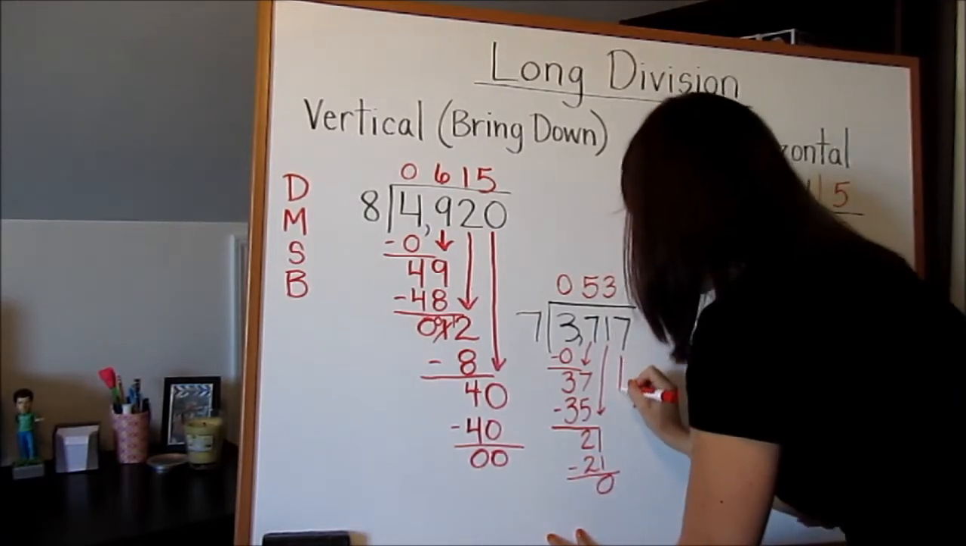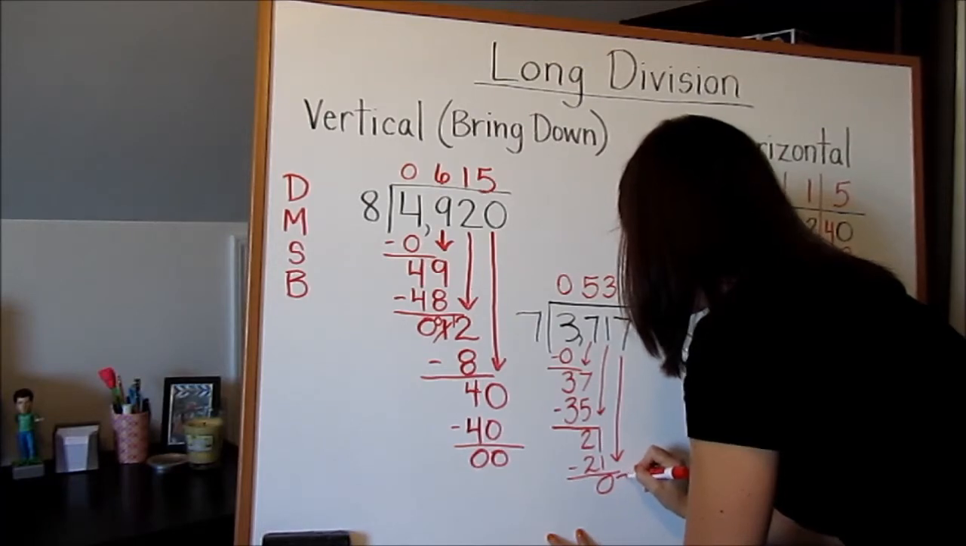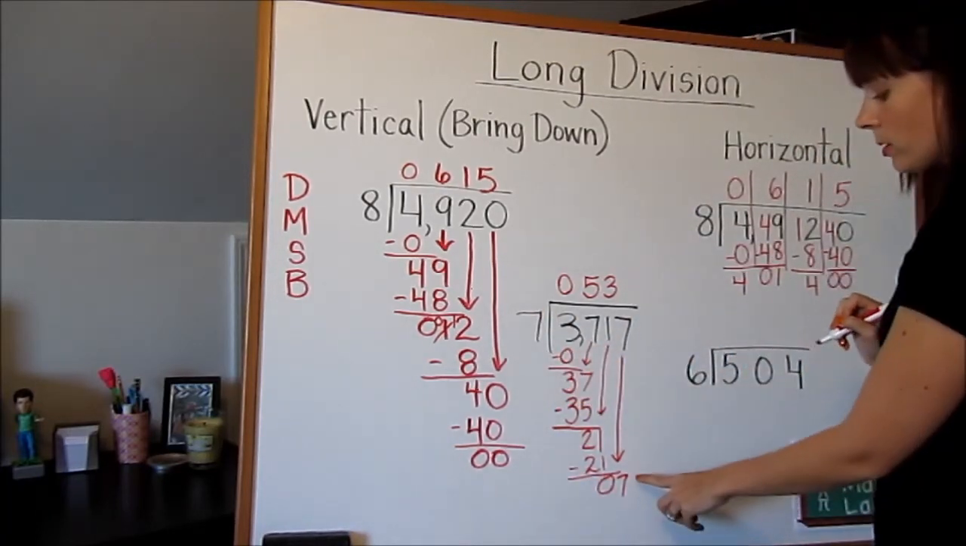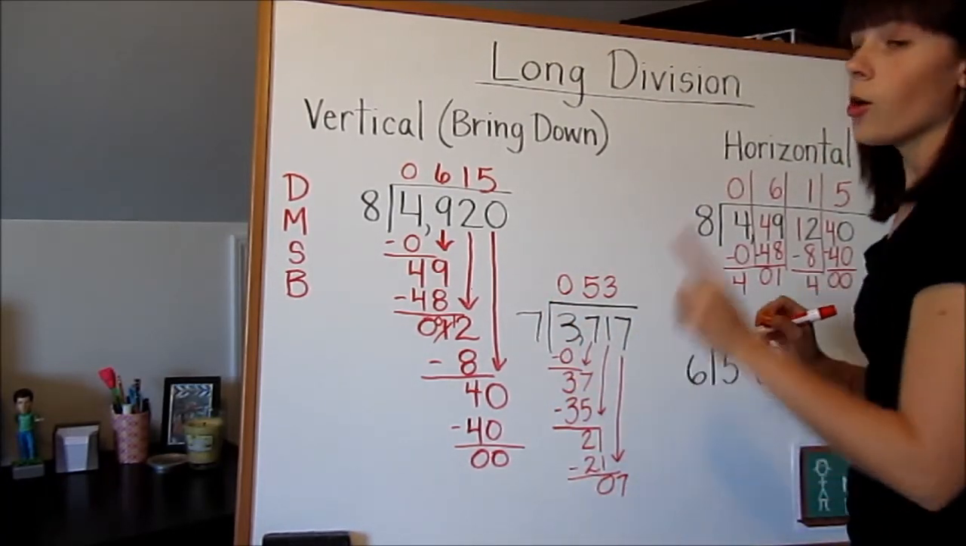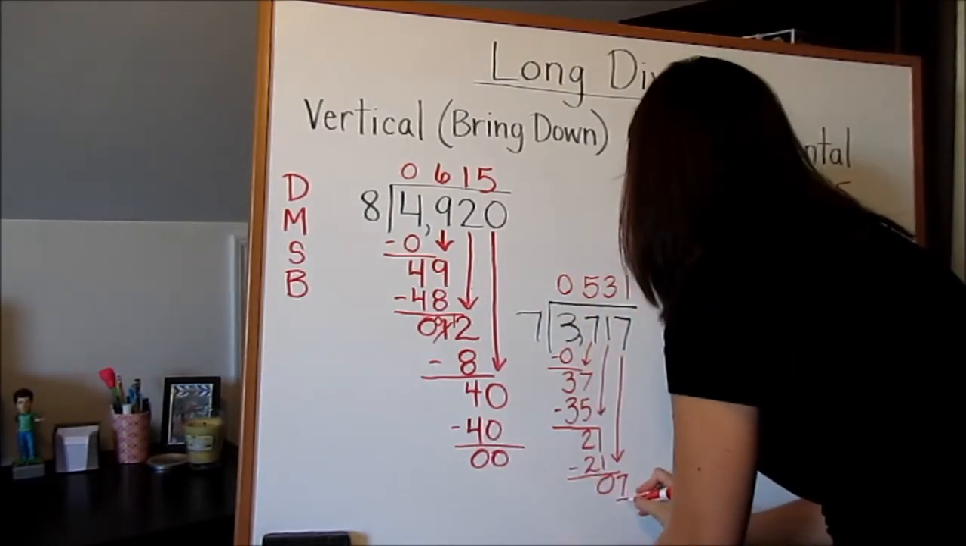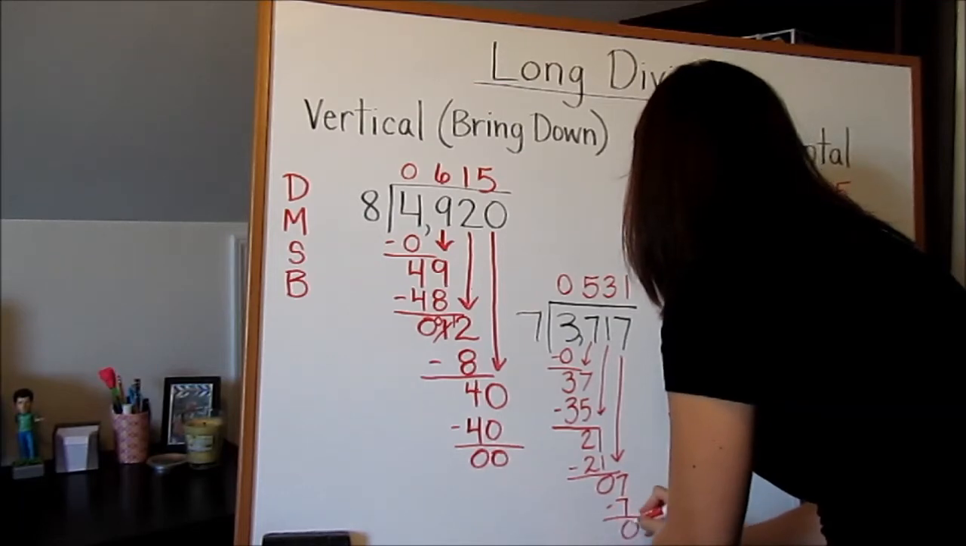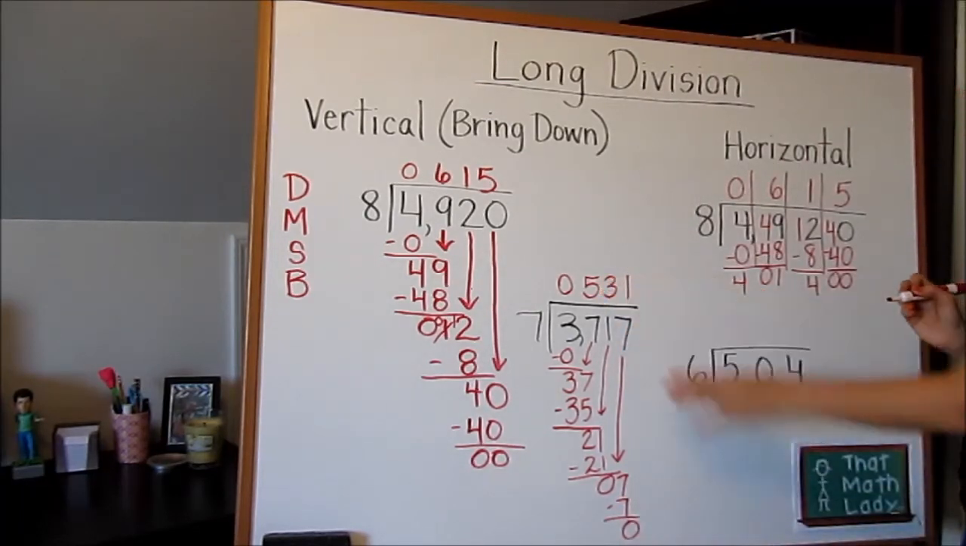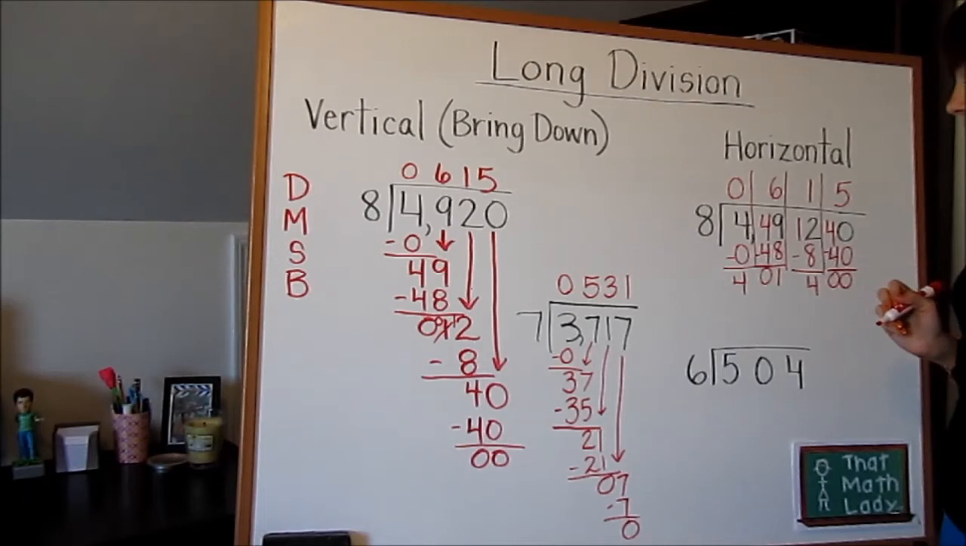And I have one more number to bring down, which is a 7. 7 goes into 7 one time exactly. 1 times 7 is 7. And so 0 at the bottom, and my answer is 531.